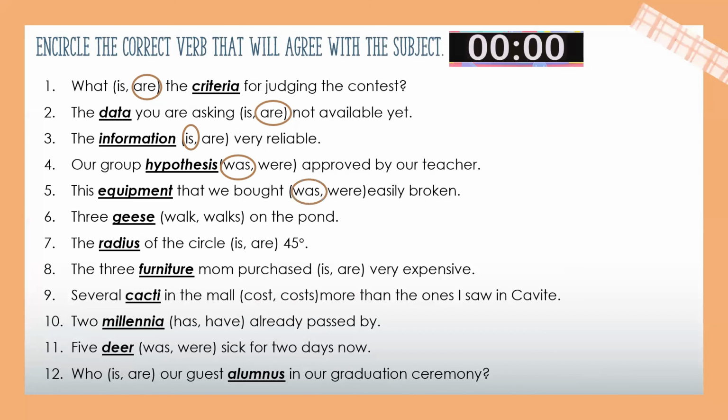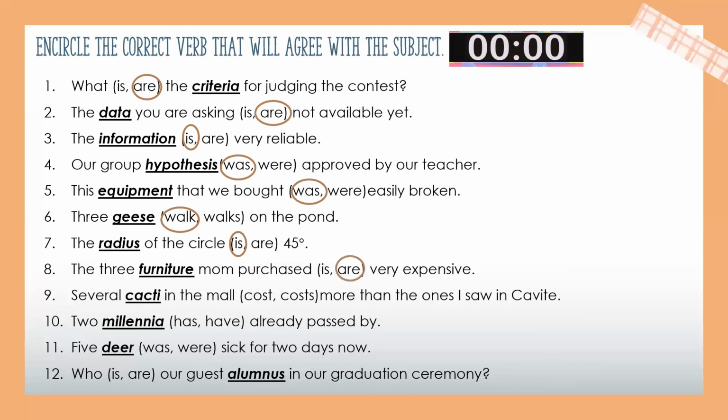Three geese walks or walk on the pond. Geese is in the plural, therefore you use the word walk. The radius of the circle is 45 degrees. Radius is singular, the plural of radius is radii, so therefore our verb should be is. The 3 furniture mom purchased are very expensive. Given the counter 3, we understand that furniture, though it is singular, will become plural because of the counter. Hence, our verb should be are.